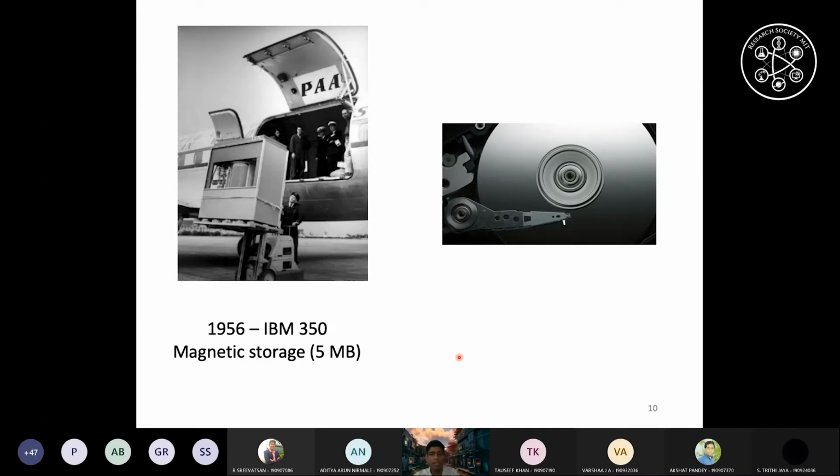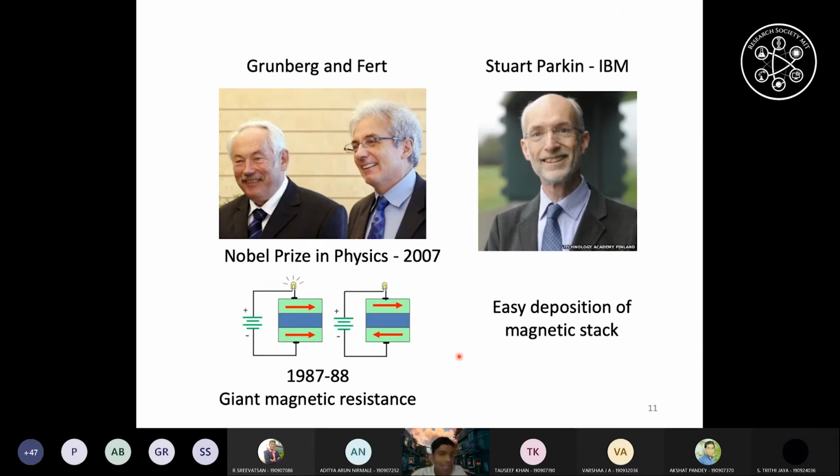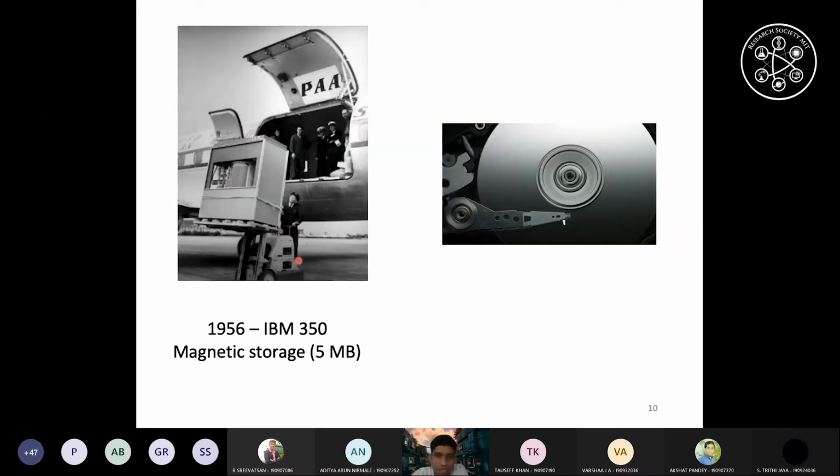So this was done in 1956, and then in 1987 and 88, these two European physicists, Albert Fert and Peter Grunberg, discovered a phenomenon, and this phenomenon led to the miniaturization of this head. The miniaturization of the other parts was possible by fabrication. However, the problem was that the reading head, the scientists or the industries were not able to shrink its size. That was a big challenge.